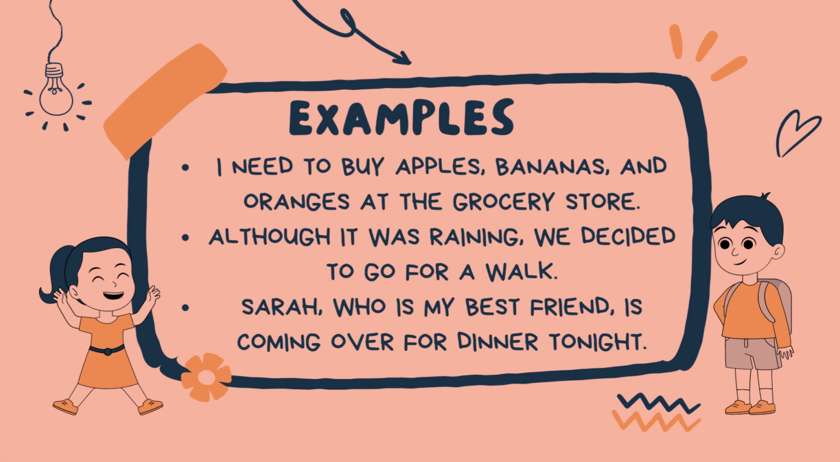Sarah, who is my best friend, is coming over for dinner tonight. So here, we have extra information, which this adjectival clause expresses. So we have the comma separating the idea from the main sentence, which is Sarah is coming over for dinner tonight. So commas are very essential in our writing, and we should learn to use them appropriately.